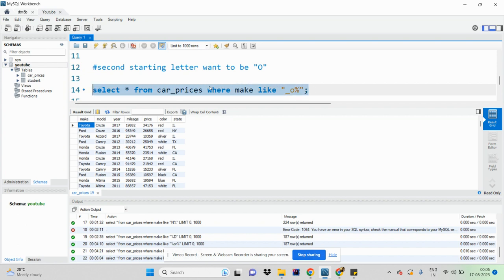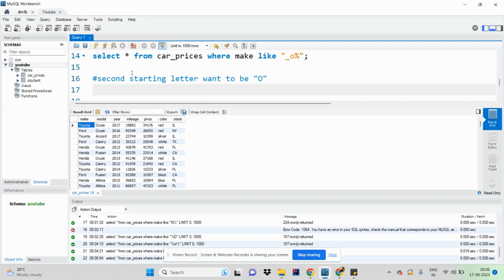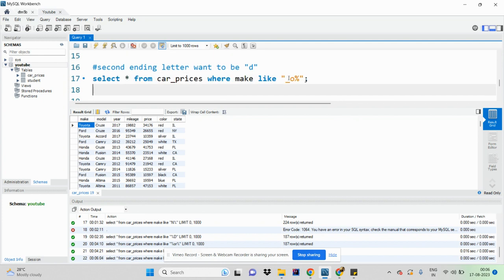So let's say the second ending letter must be D. Let's say I'm having the same question: second ending letter. The second ending letter must be D. So come on guys, tell me the answer. Very simple: select star from car prices where make like.